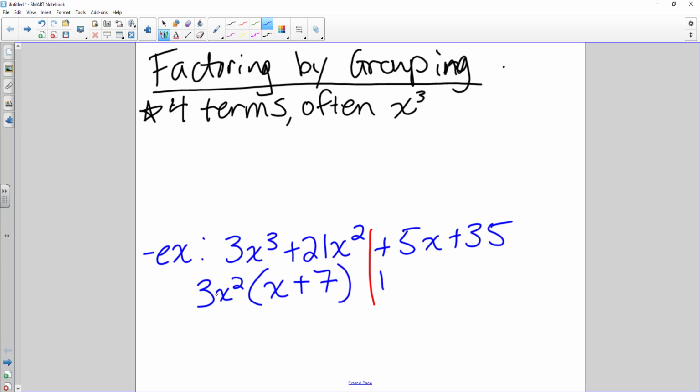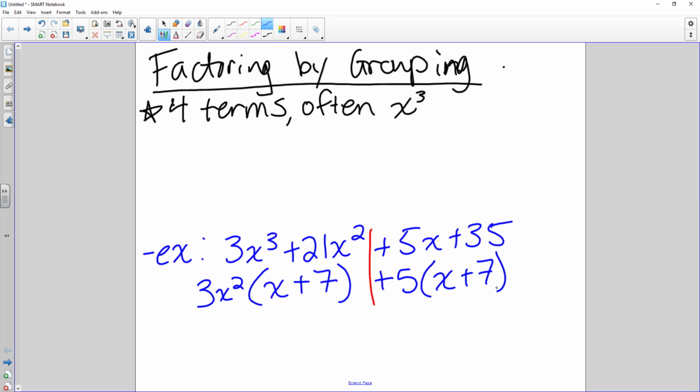And I can go back and distribute to check. Sorry, 3x squared times x is 3x cubed. 3x squared times 7 is 21x squared. Now out of the second 2, these have a 5 in common. So if I factor out 5, I'll be left with x plus 7.